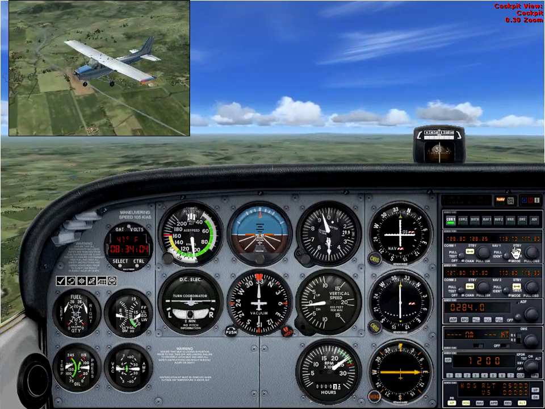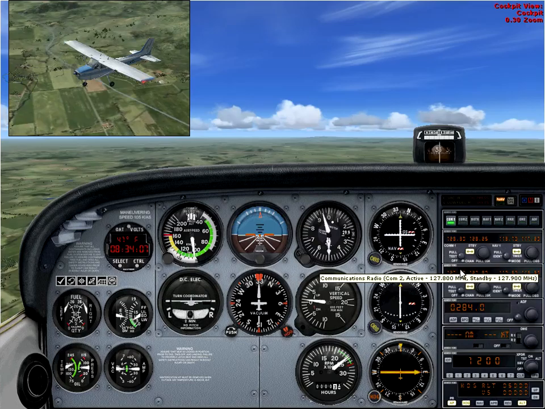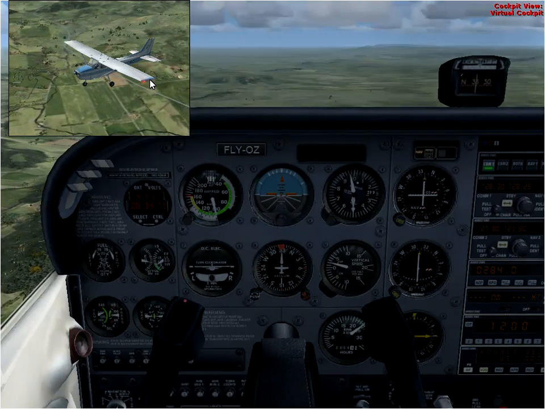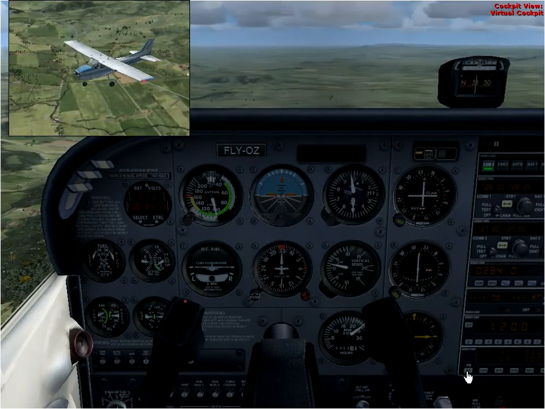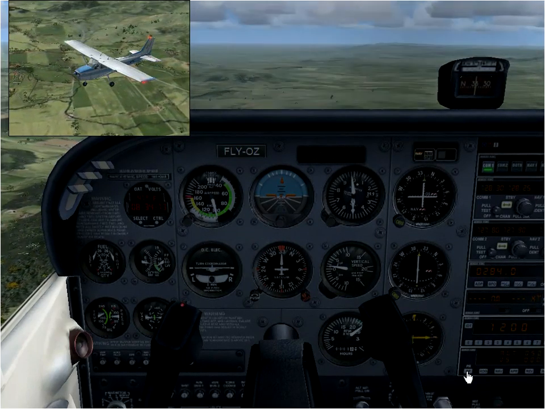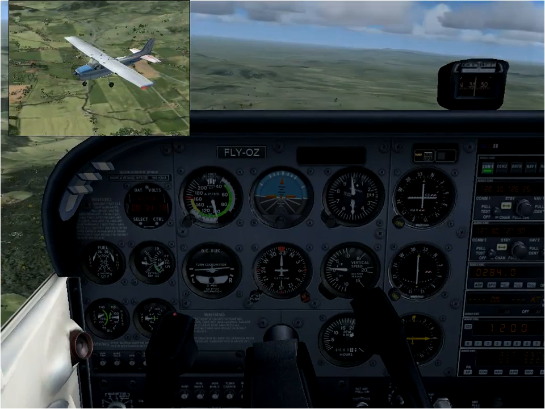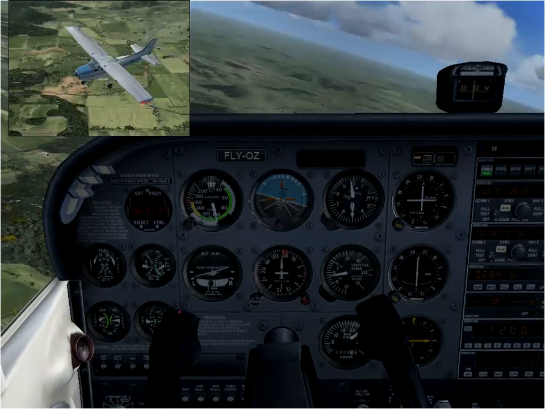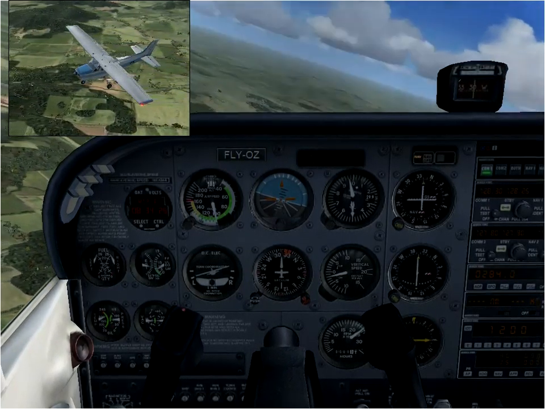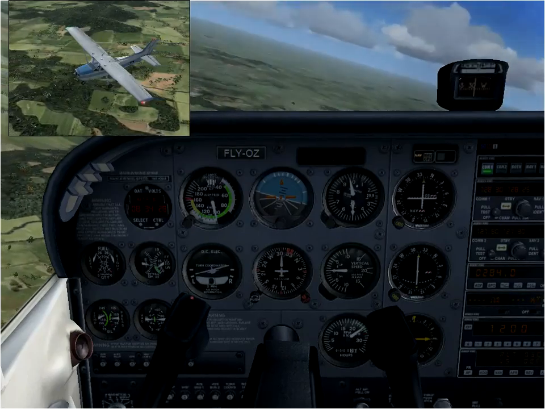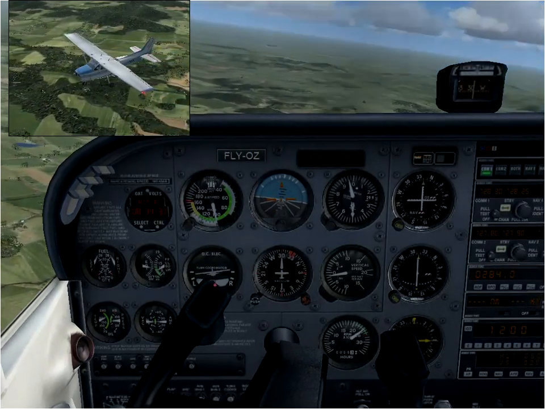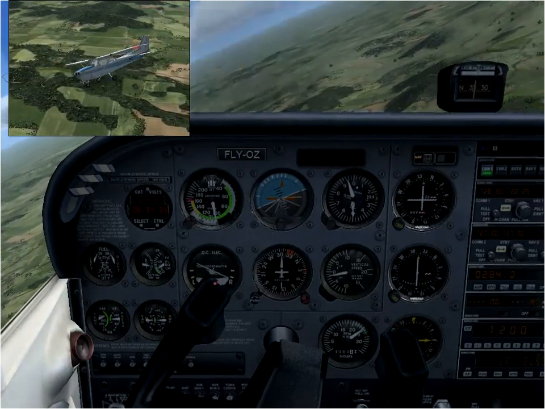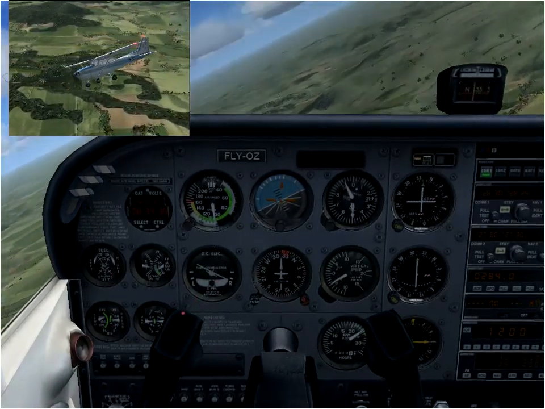Now the next primary control we have is our aileron. Now when I move the control column over to the left, see how the left wing goes down and the right wing goes up. When I move it over to the right, notice the right wing goes down and the left wing goes up. This then is our lateral control.